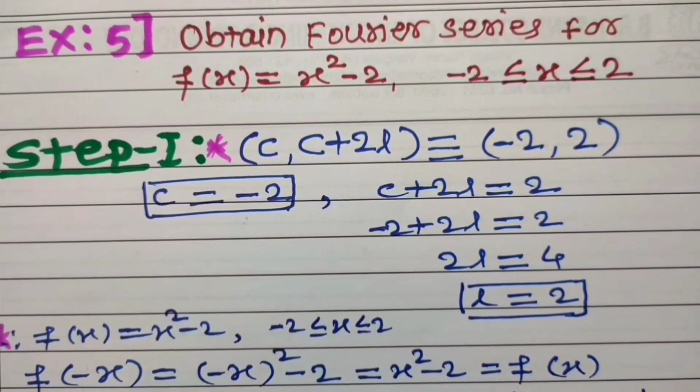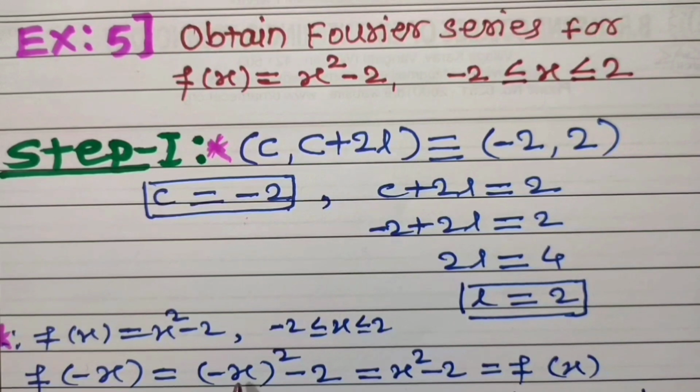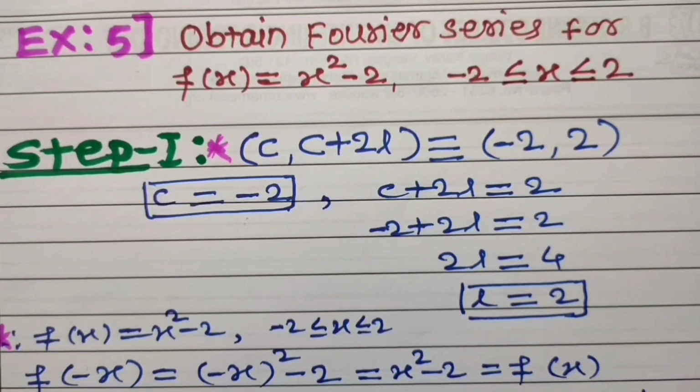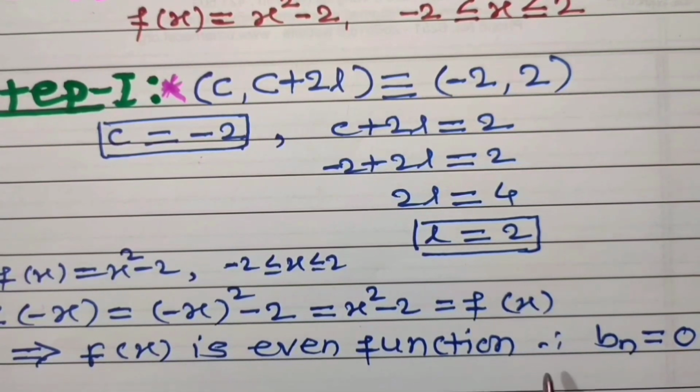Replace x by minus x in f of x. f of x is x square minus 2. So replacing x by minus x here, f of minus x is equal to (minus x) square minus 2, which is equal to x square minus 2, as it is, and which is nothing but the given function f of x. So here we get the result f of minus x is equal to plus f of x. Hence we can say f of x is an even function, and hence the third Fourier coefficient Bn is equal to 0.